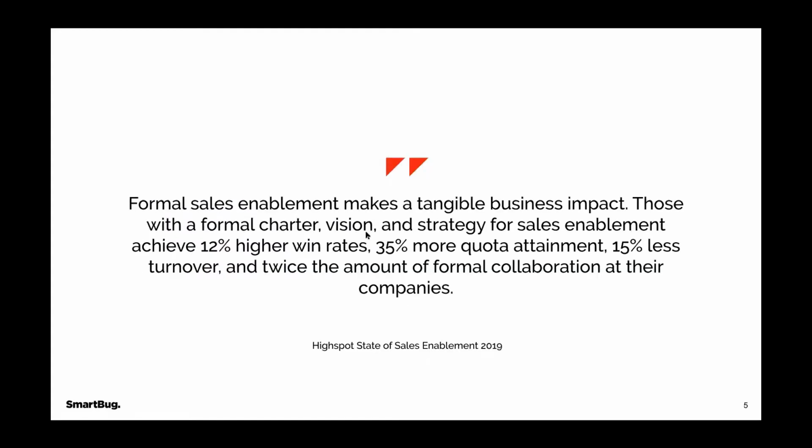So as we were putting together this presentation, we found this great quote about sales enablement and the impact it can make. And this comes from the HighSpot State of Sales Enablement 2019 survey. It just came out. And the piece that I really wanted to share was those with a formal charter, vision, and strategy for sales enablement achieve 12% higher win rates, 35% more quota attainment, 15% less turnover, and twice the amount of formal collaboration at their companies.